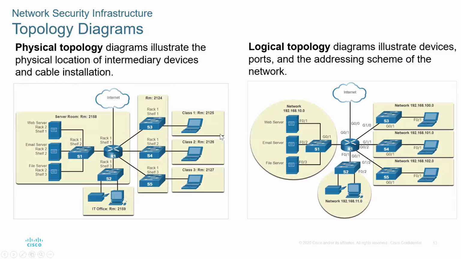So for different topology diagrams, you'll see both physical topologies, where you're talking about the actual devices and where they're physically located, for example rack 1, shelf 2, and so on. And then you'll also see ones that are logical, that simply illustrate where the device is and the IP address schemes, with the interfaces that they're connected to.